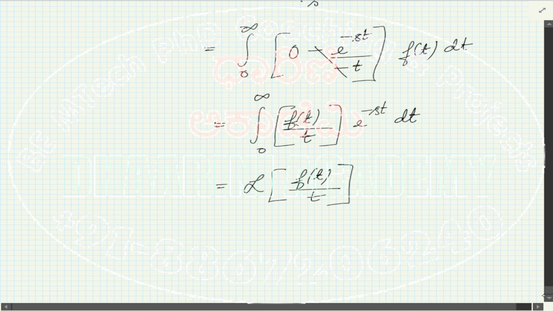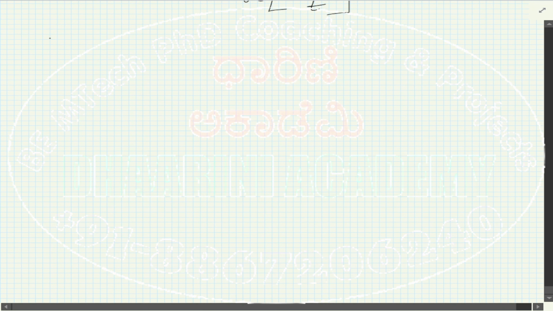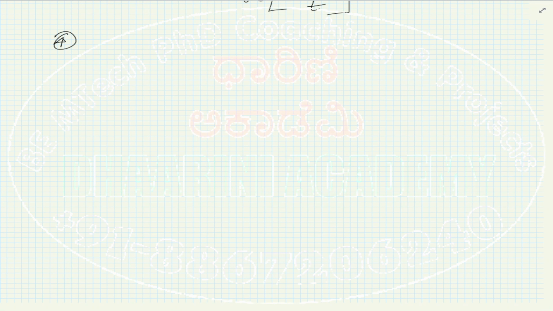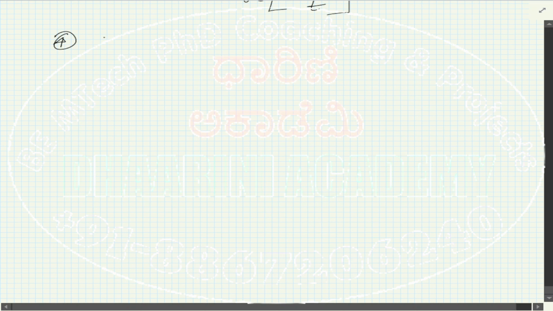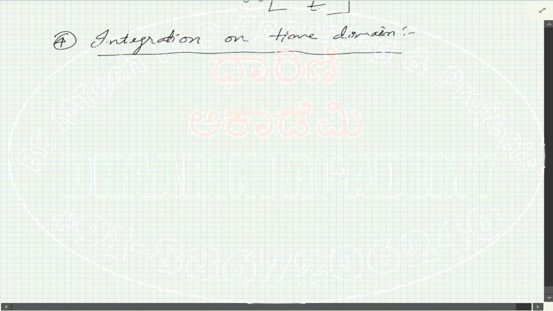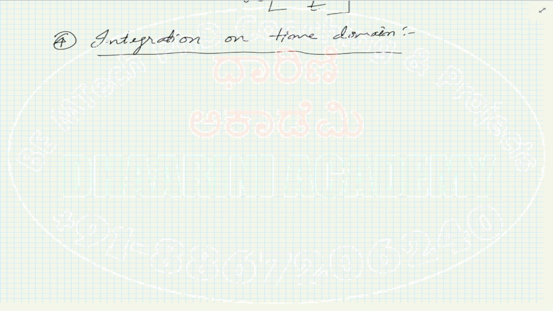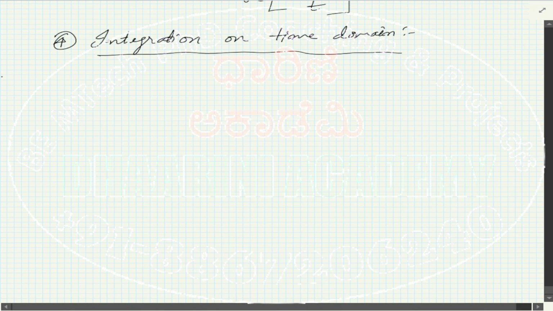Okay, then let's go to another property. This is property number 4. This says integration in time domain. So S domain is on the right hand side, that is Laplace. Time domain is our normal signal or normal function, whatever we write in terms of t.